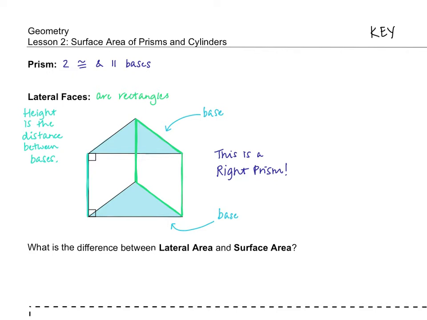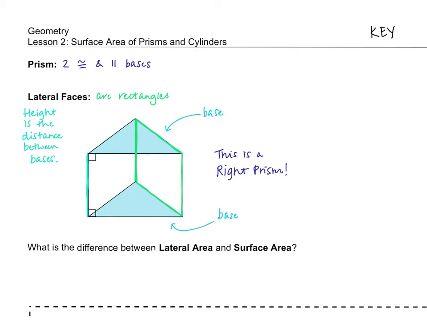So we're using this word lateral to describe some of our faces. We also could use base for certain faces. Now, remember, we're going to talk about the difference between lateral area and surface area. This is a huge concept. So if you need to put a star by this, this is something that's going to carry on throughout our whole entire notes.